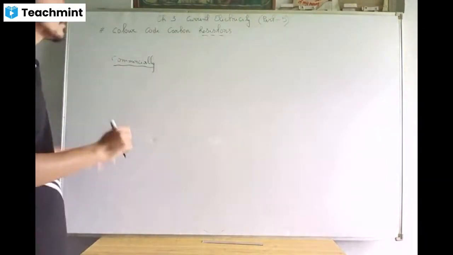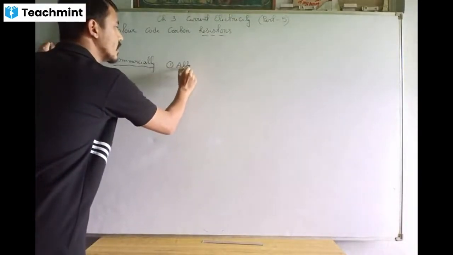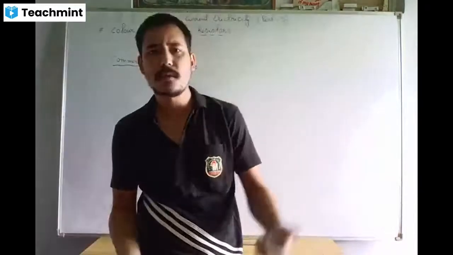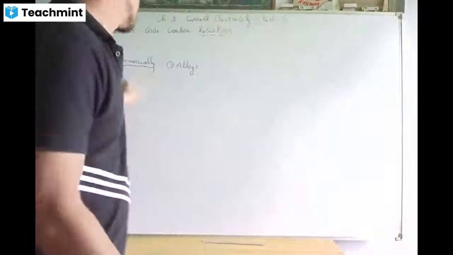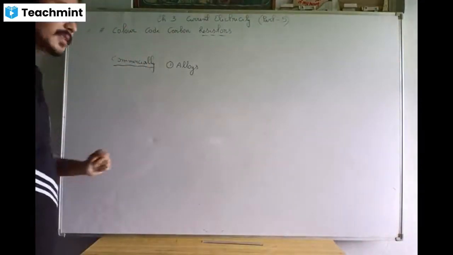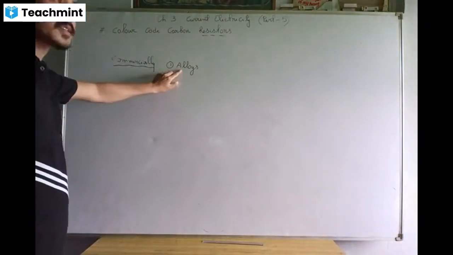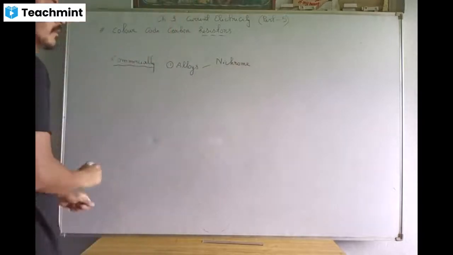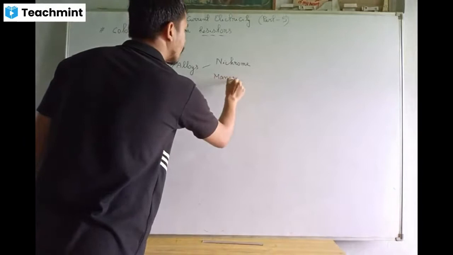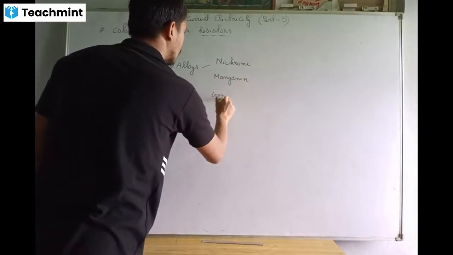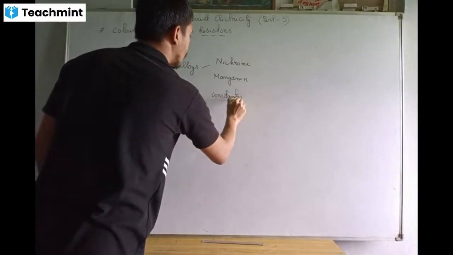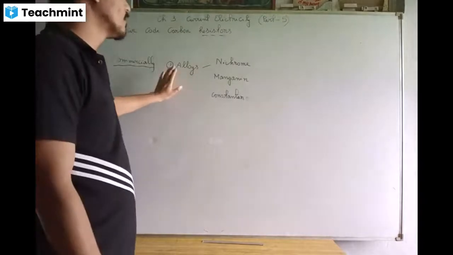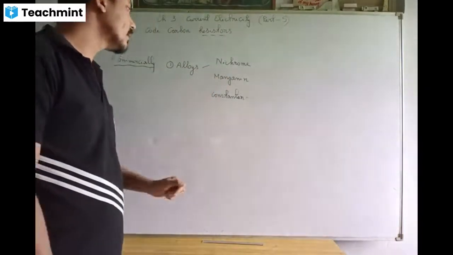resistors are of two types. We get the resistors in the form of alloys. Alloys, you know alloys? Alloys can be obtained by a mixture of metals or a metal with a non-metal. So commercially, we get these resistors in the form of alloys: nichrome, manganese, or constantan.